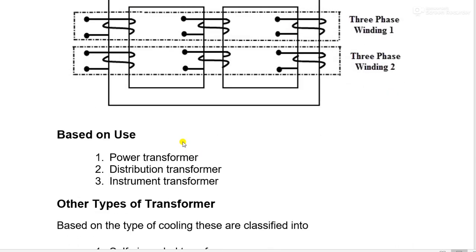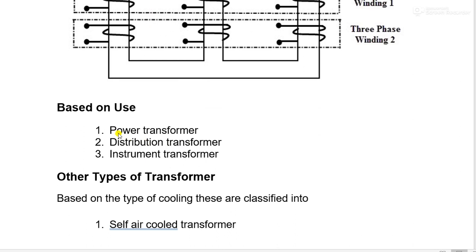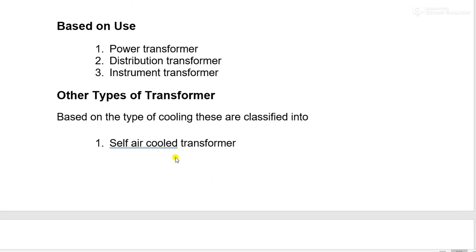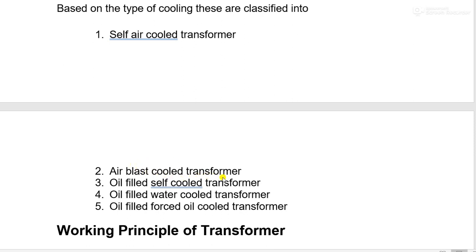Based on their use, transformers are classified as power transformer, second is distribution transformer, only for the distribution purpose, and instrument transformer. Their name itself suggests where they can be used. Other types of transformer, based on the type of cooling system they prefer, are self air cooled transformer, air blast cooled transformer, oil filled self cooled transformer, oil filled water cooled transformer, oil filled force oil cooled transformer. These are the types enlisted for a transformer.